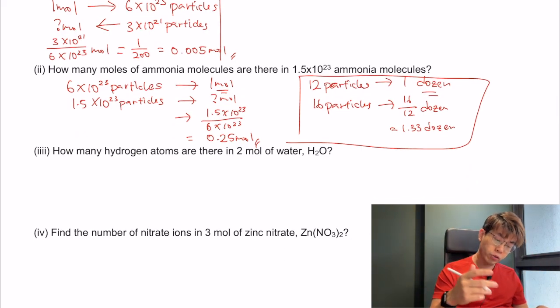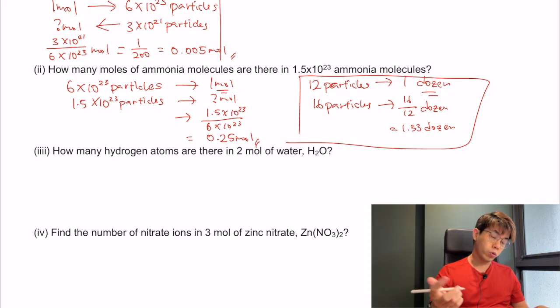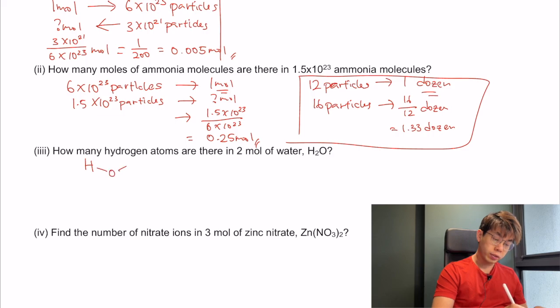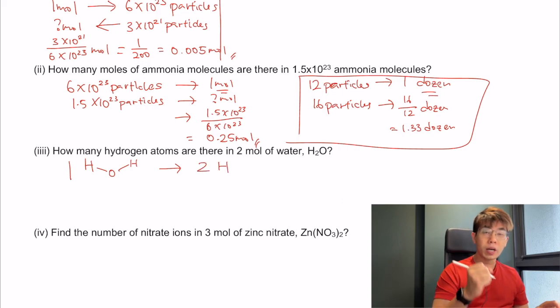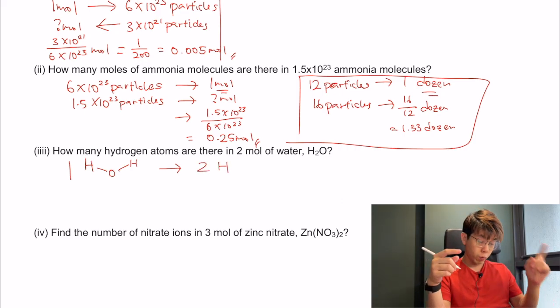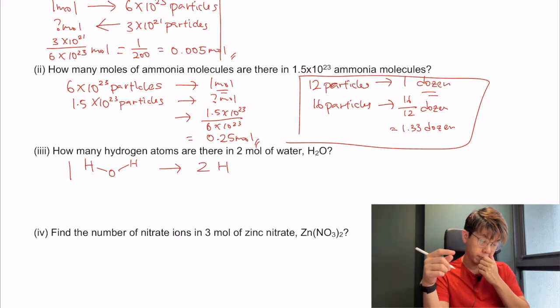We have hydrogen atoms. How many hydrogen atoms are there in 2 moles of H2O? You first must understand that H2O looks something like this, from chemical bonding. So we should know that one H2O has two H atoms. Do we all agree with that? One H2O, two H atoms.